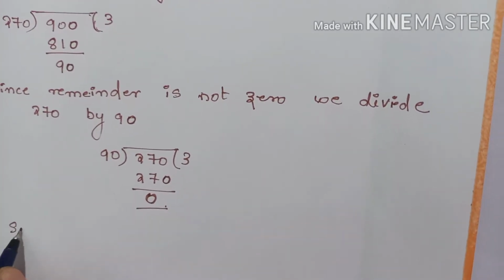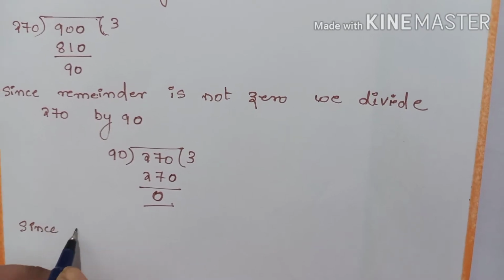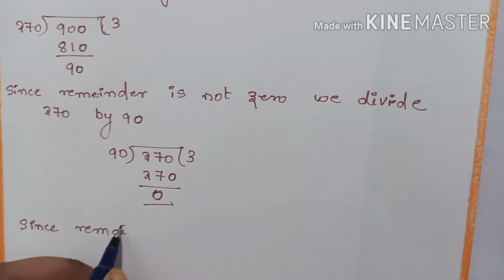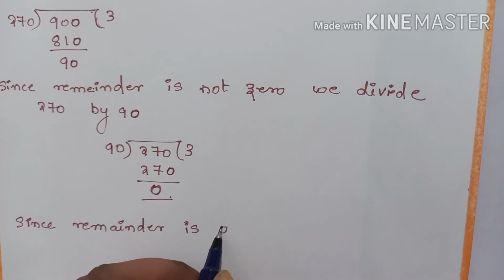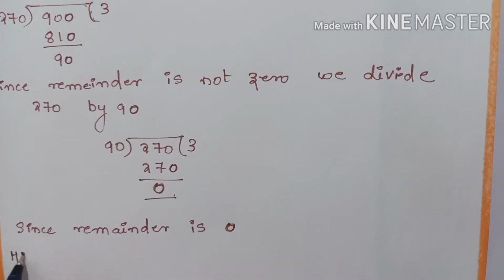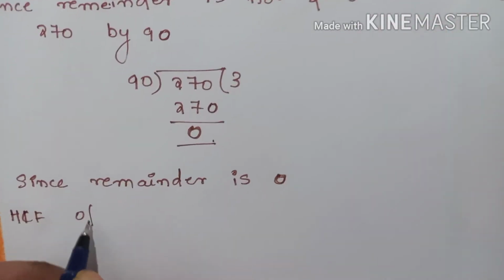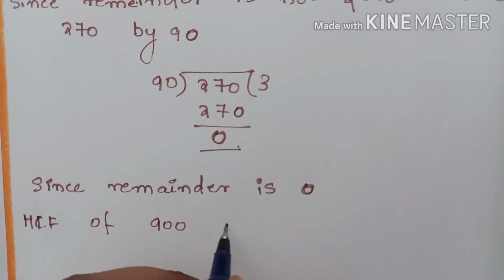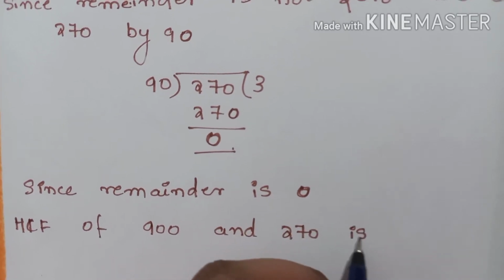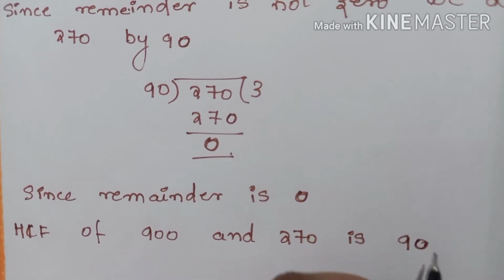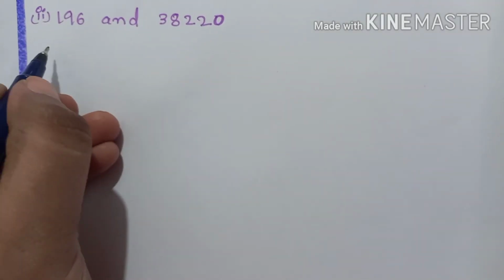So the last step is, since the remainder is 0, the HCF of 900 and 270 is 90, and that's the solution. Now let's start the next solution.